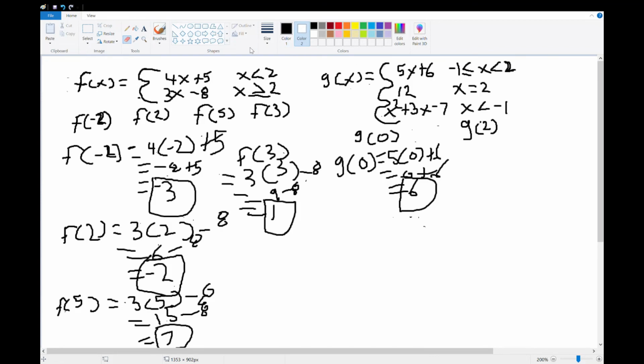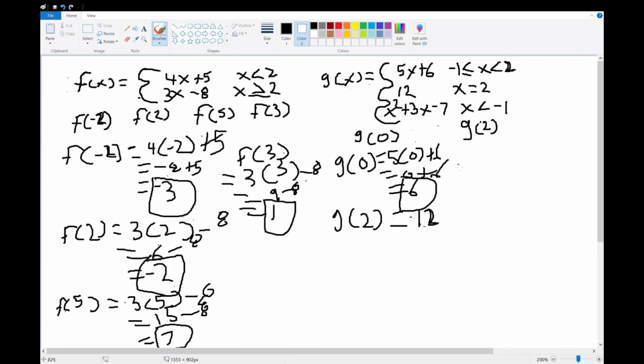But let's go ahead and evaluate g of 2. So g of 2 is equal to, which portion should we use? The 5x plus 6 portion, the x squared plus 3x minus 7 portion, or the middle portion? So which one should we use? We need to use the middle portion. And specifically, why? Because we're evaluating g of 2, and x is equal to 2. So that's why we need to use the middle portion. So when we use that middle portion, 2 equals 2, right? So that means g of 2 is equal to 12. We don't need to do any math there. No need to do any arithmetic.